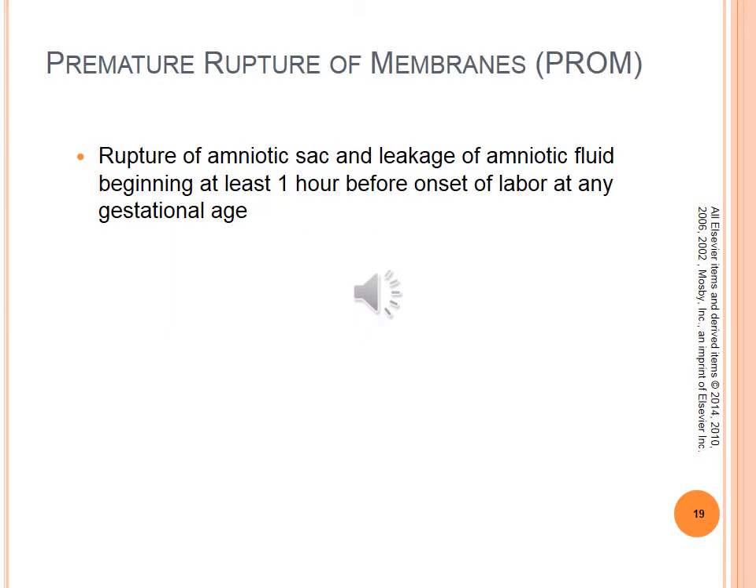Rupture of the amniotic sac and leakage of amniotic fluid beginning at least 1 hour before onset of labor, at any gestational age, causes high risk for infection, chorioamnionitis, which is inflammation of the membranes surrounding the fetus. There is also risk of placental abruption, retained placenta, and hemorrhage.